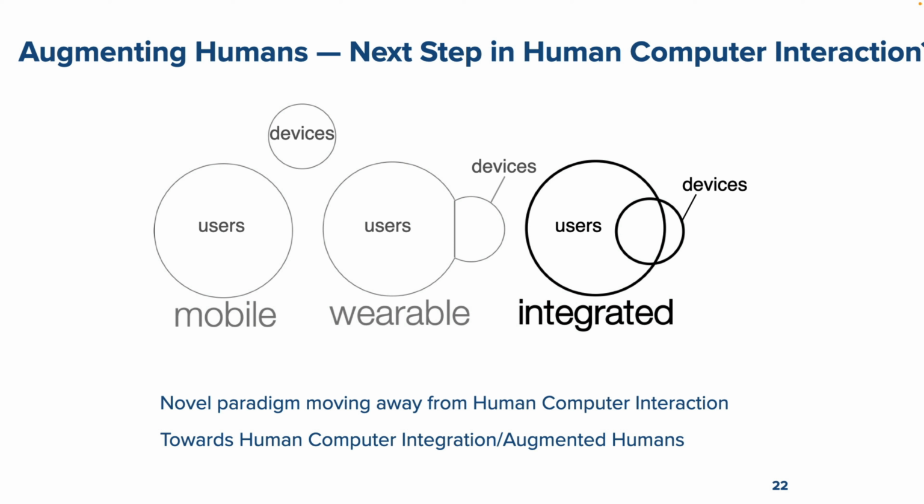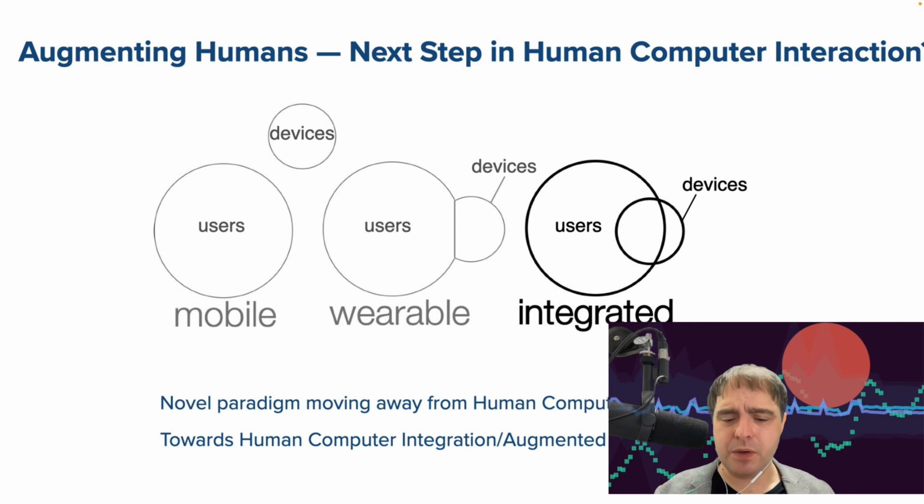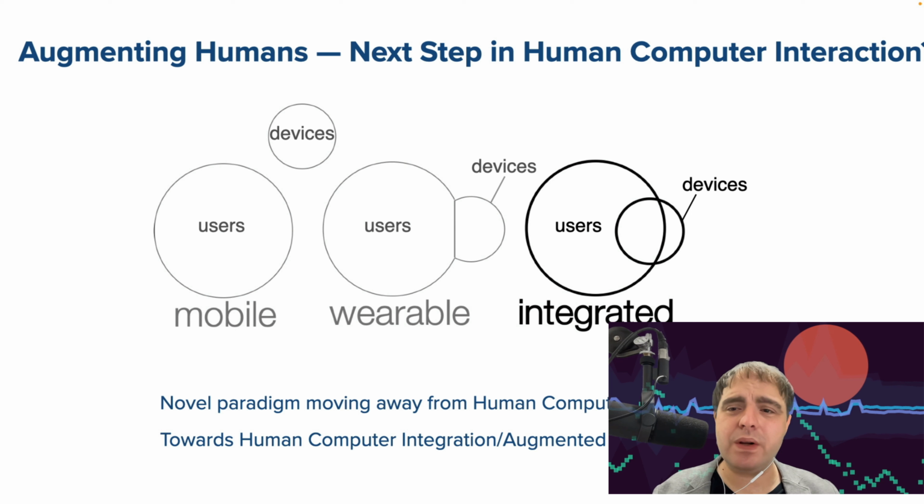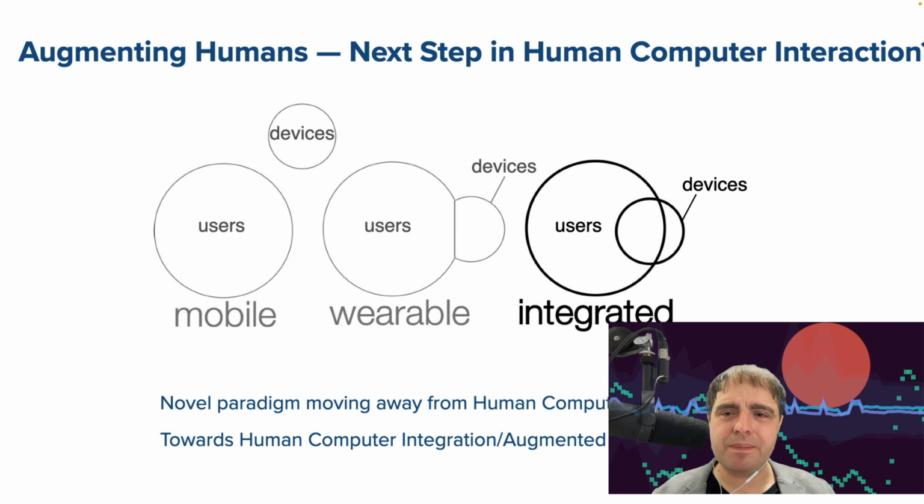So if you're thinking about mobile computing, you still have a user, and the user has devices, your smartphone, tablet, laptop, desktop, and there's still this separation between the user and the device. And you see that interacting with the smartphone is still quite cumbersome. You see people staring down, you see people that might run into somebody because they are distracted. So it's not natural and it's not integrated.